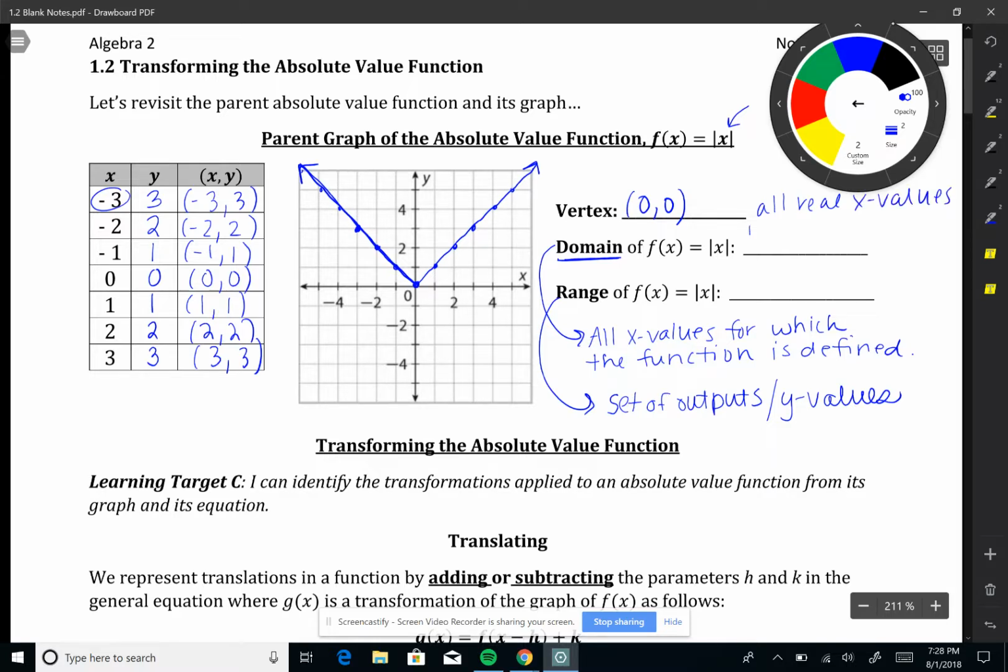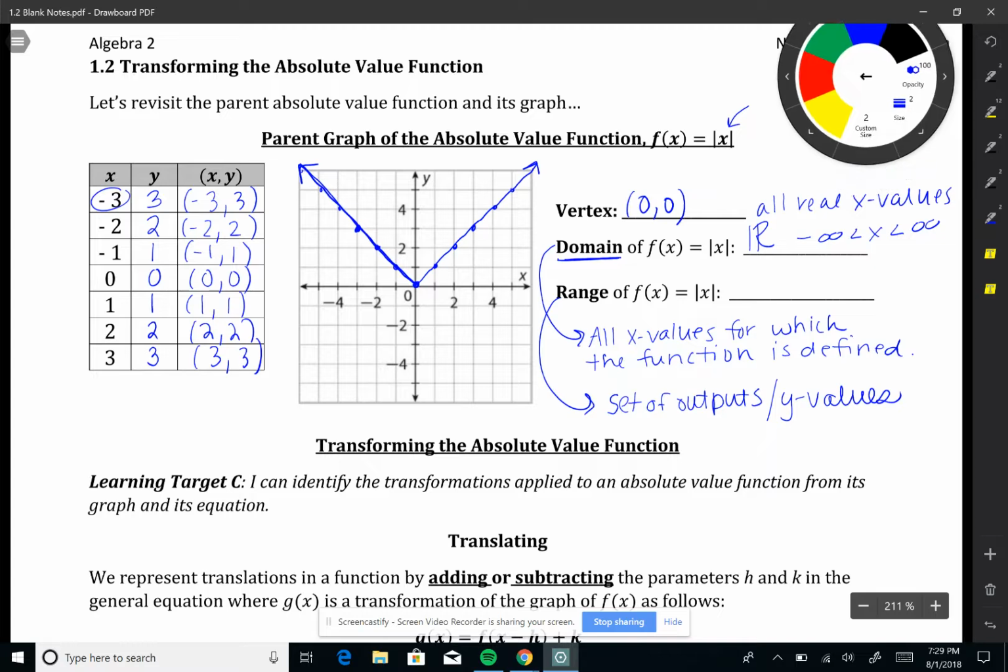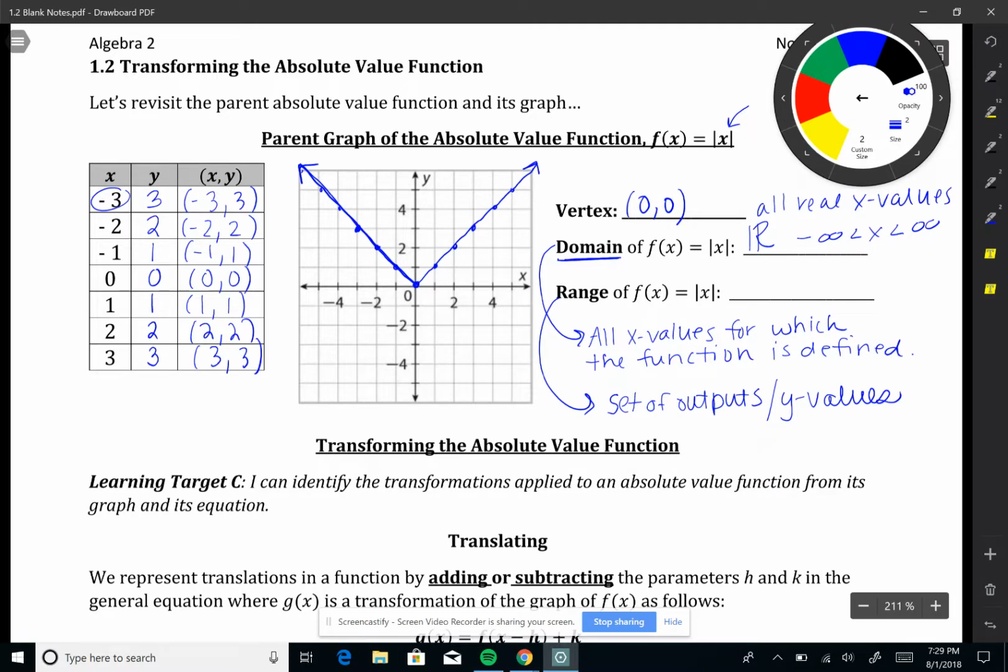Some of you might use the symbol for the set of all real numbers, or you can do an inequality. Negative infinity is less than x, which is less than positive infinity. So I just basically gave you 3 different ways to write it. You can choose how you would like to. The range, however, we're going to write it as an inequality.